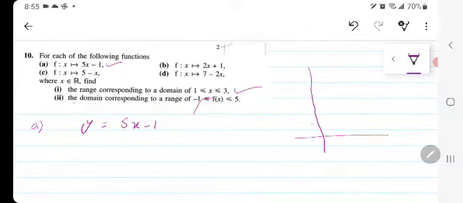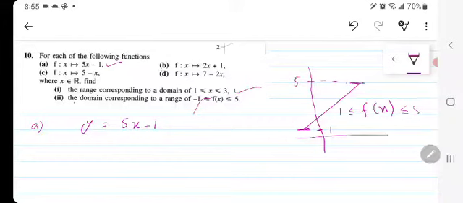Let's say कि if this is a line, let's say कि यहाँ पर the value of x is y is 1 and the value of y over here is 5. So this is the minimum point of the line and this is the maximum point of the line. So this is its range. I can write its range as f of x is greater than and equals to 1 and less than and equals to 5. ठीक है.